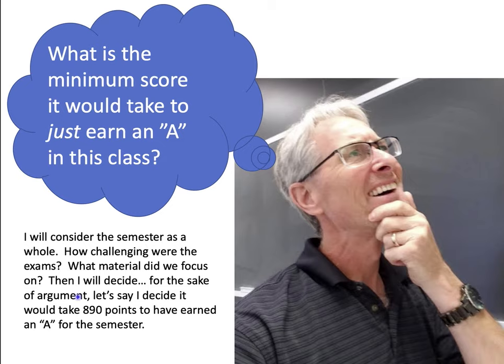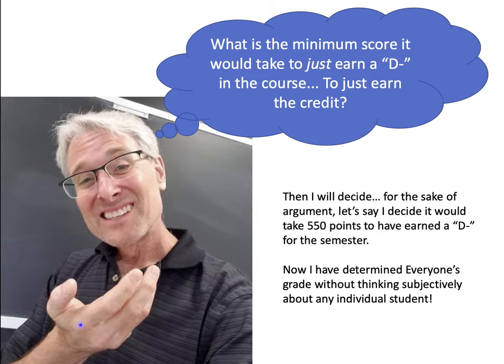So I'll say, hey, how much would it take just to earn an A in this class? And I'm going to make this up, but let's say I decide it would take 890 points out of 1,000 to get an A this semester. I'll ask another question of myself. What's the minimum score it would take to just earn a D- in the course, just to pass the class? For the sake of argument, let's assume I decide it's going to take 550 points to earn a D- for the semester. Now that I've made those two determinations, 890 is the lowest A and 550 is the lowest D-, I've decided everyone's grade in the class without thinking about any individual.